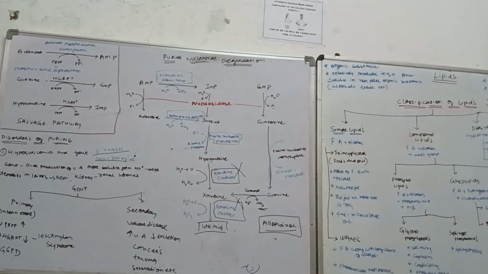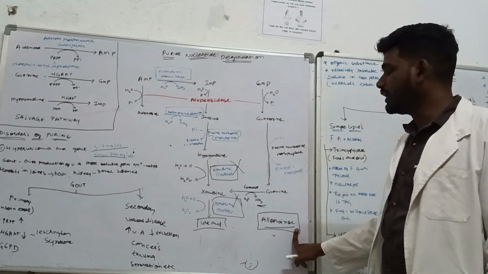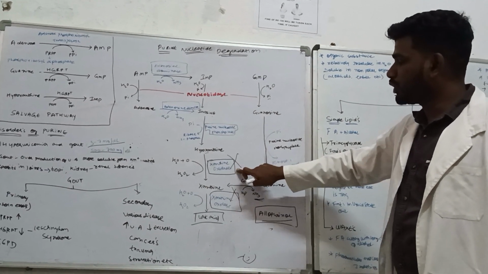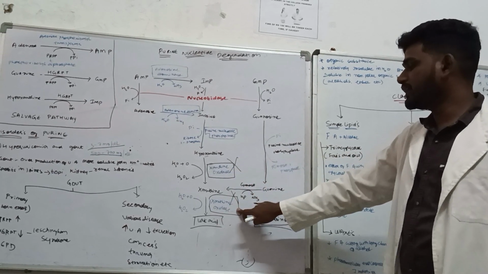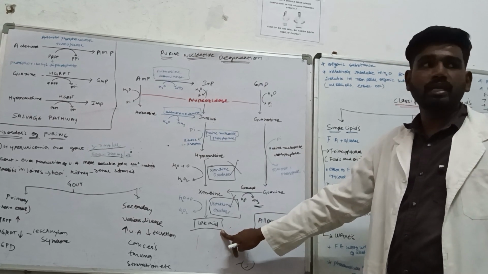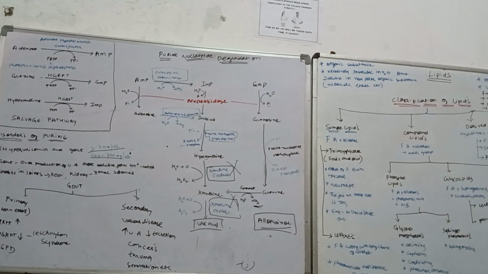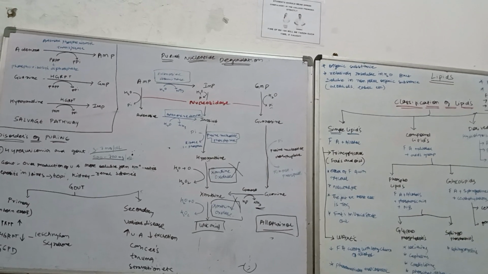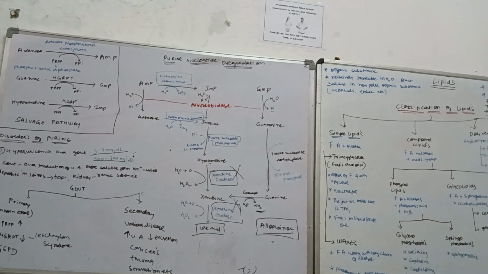If you give the drug allopurinol to anybody, it will inhibit the activity of xanthine oxidase. If you stop the activity of xanthine oxidase, there will be less formation of uric acid inside your body. So it acts as a competitive inhibitor, so that more uric acid does not get produced inside your body.